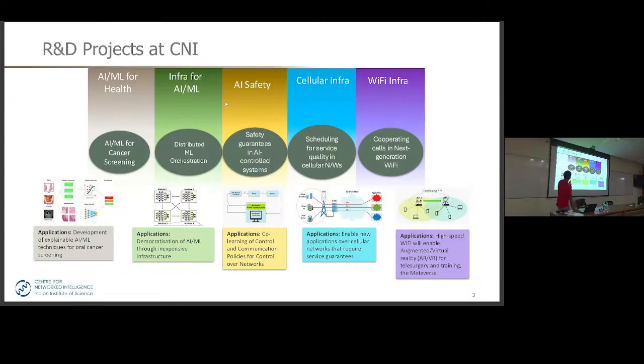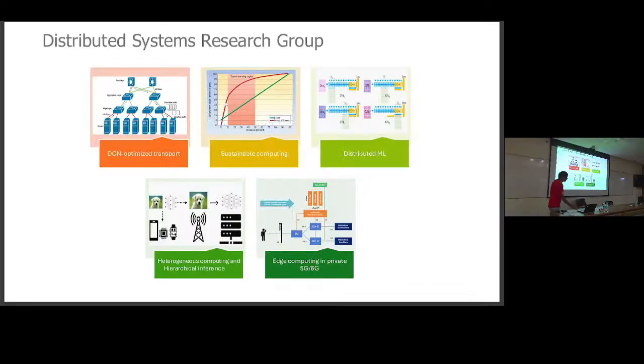Okay, so these are some of the projects which the center works on. You can take a look at them at leisure. The slides are available on the CNI web page. These are some of the verticals which we work on: digital health, which we are doing now specifically for cancer screening, infrastructure for AI and ML, which I am working on, AI safety, cellular infrastructure, and Wi-Fi infrastructure. And these are particularly some of the projects my research group works on. I'll just let you take a quick look at them. If you're interested, you can come and talk to us during the breaks.